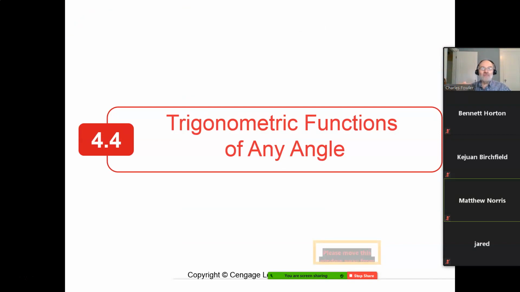Now, if you recall, 4.3 was doing right triangle trig, and in right triangle trig, your two angles that are not the right angle are both acute angles. Okay, so now we're going to move to trigonometric functions of any angle, not just nice acute angles, but any angle. Negative angles, obtuse angles, any angle. Okay, we did this on the unit circle. We're now going to do it with right triangle trig too, so to speak.